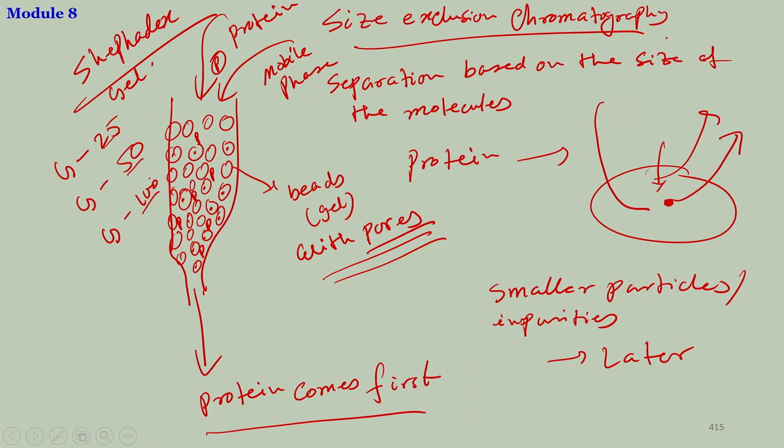So, you can use that for larger molecules. If it is 25, then that means you want to use it for relatively smaller molecules. So, according to your need, or according to the samples that you want to purify, you can choose which one would be proper for them.